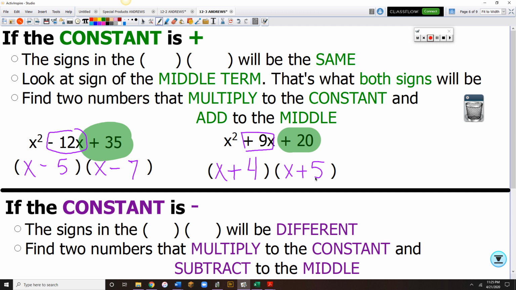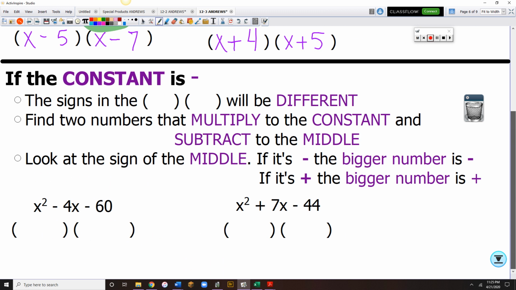But we're going to have that mixed in with problems where the constant, or the C term, is negative. That means that the signs inside the parentheses will be different. So I've got minus 60 and minus 44. That tells me that one of these is going to be x plus, one of them is going to be x minus. And I could put the x minus first and then the x plus. That doesn't really matter, okay? What matters is how I do the next part.